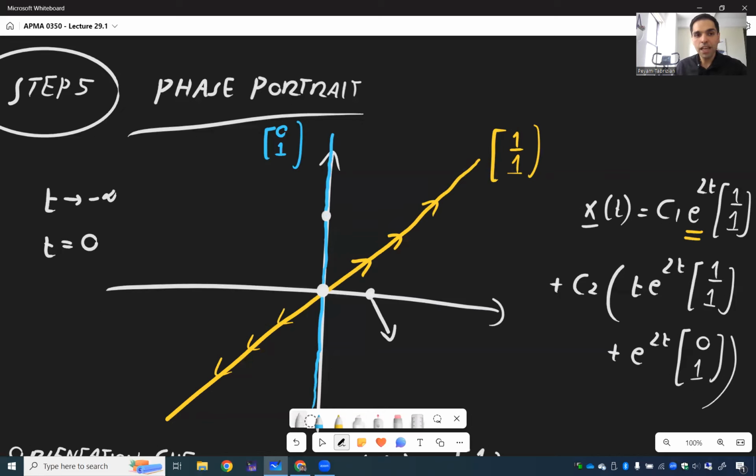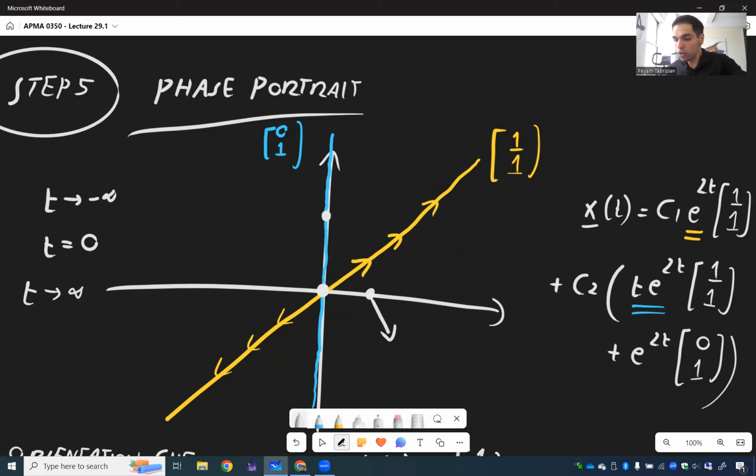And finally, as t goes to infinity, the biggest term here is te^(2t). So all the other terms, think of them as negligible. And in the end, what prevails is this te^(2t) times 1, 1, which eventually becomes parallel to 1, 1. So what have we learned? The solutions all start at the origin, go through the axis 0, 1, and eventually become parallel to 1, 1.